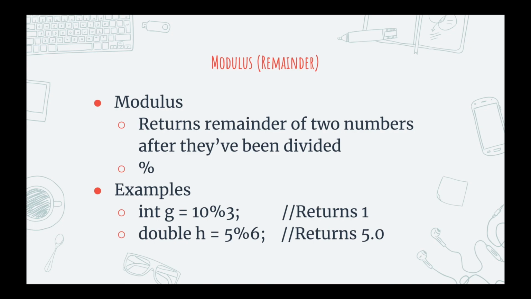Double h is equal to 5 modulus 6. 6 does not fit into 5 any amount of times. Technically speaking, we could say 6 fits into 5 0 times. Therefore, 5 becomes the remainder. And since we're storing it as a double, it becomes 5.0.